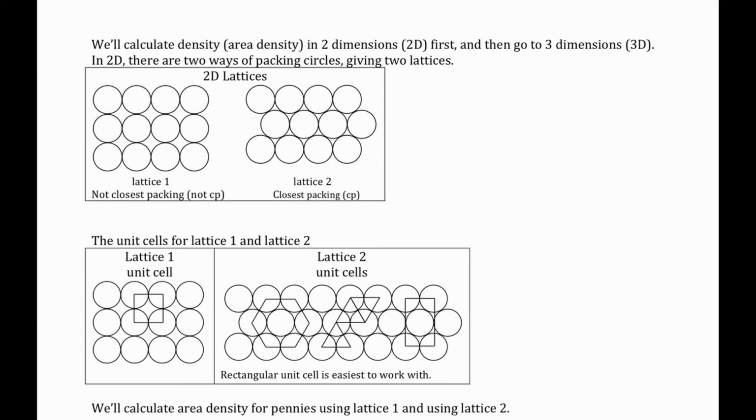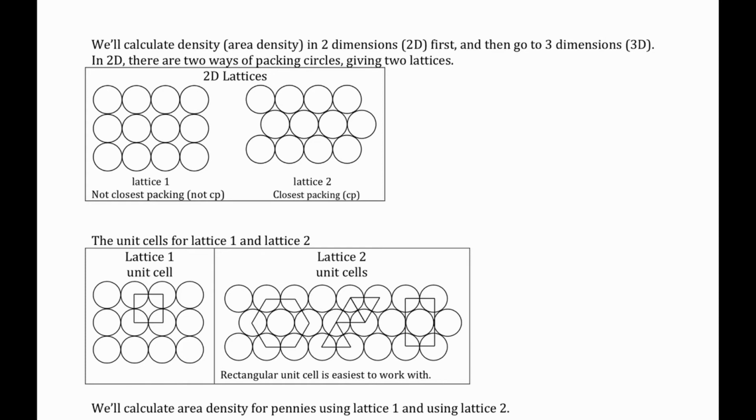We'll calculate the density, which turns out to be the area density, in 2 dimensions, 2D first. It's a little easier to visualize, and then we'll go into 3 dimensions, 3D. So in 2 dimensions, we're working with circles, not spheres, not atoms, just circles, like imagine pennies. It turns out that there are 2 ways of packing circles, giving 2 lattices.